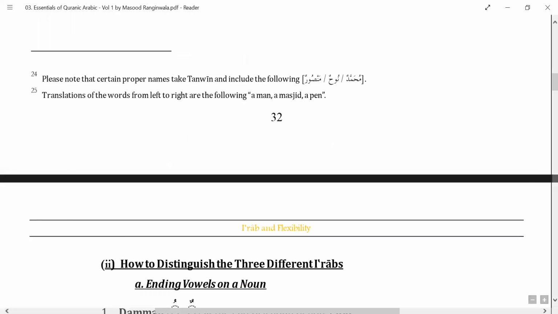Now there is another example given here. Muhammadun. There are certain proper names which take tanween, like Nuhun, Mansurun, Muhammadun. Okay.